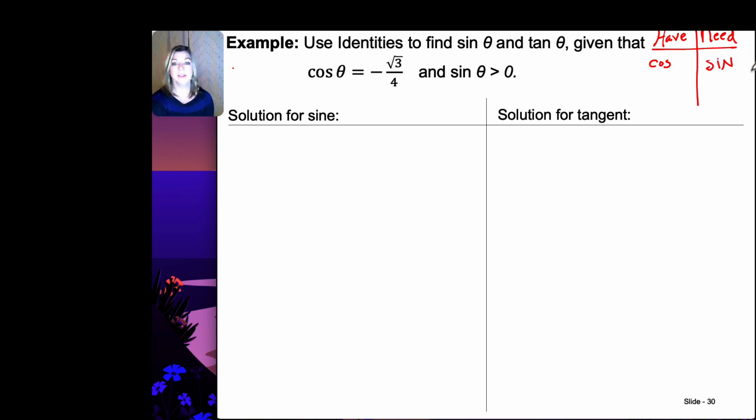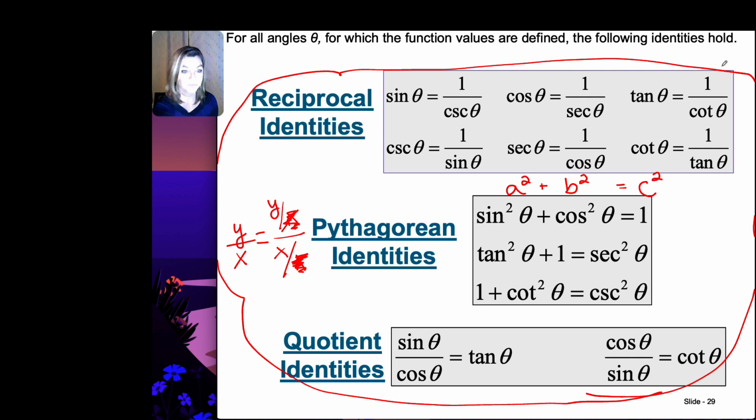Doing this helps me strategize on which identity might help me. If I have cosine and I need sine, I'm going to go back to my list of identities and pick one that is dependent on cosine and sine, and hopefully nothing else. So let's look at our list of identities. Can you guys find one here that has sine and cosine and no other trig functions involved?